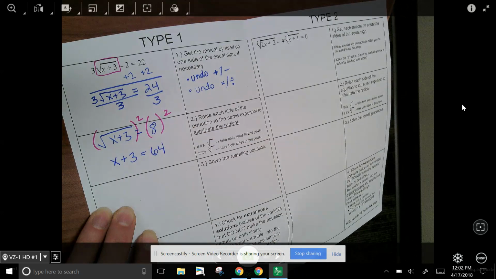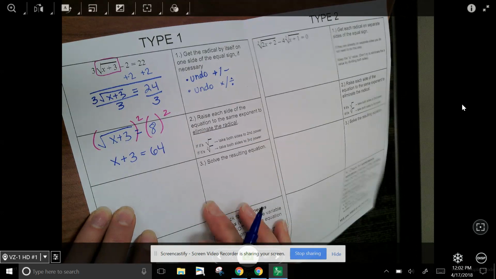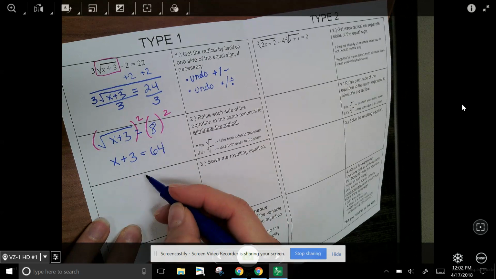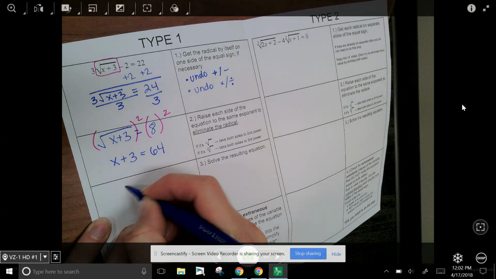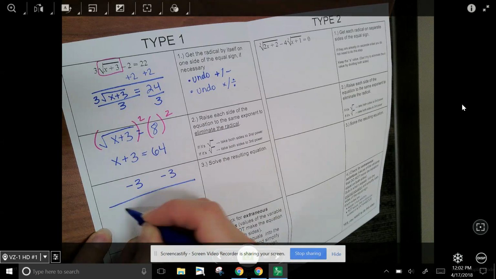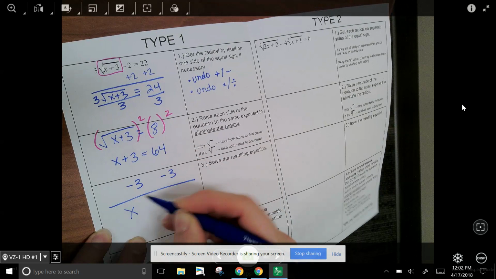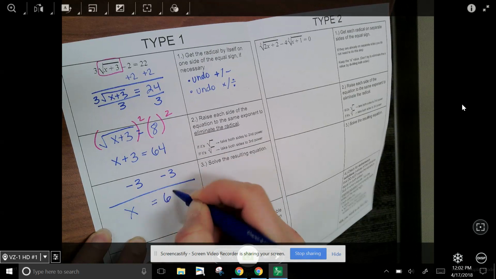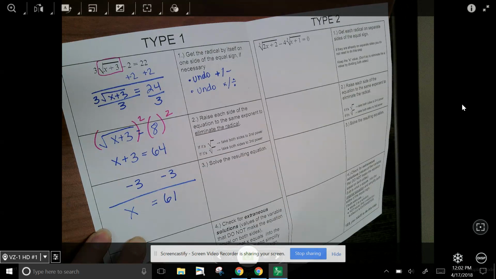Finally, I'm going to solve the resulting equation. So I have x plus 3 equals 64. I'm just going to subtract 3 from both sides of the equation. I still have my x. Those 3's canceled out, and it equals 61. So I found my solution.